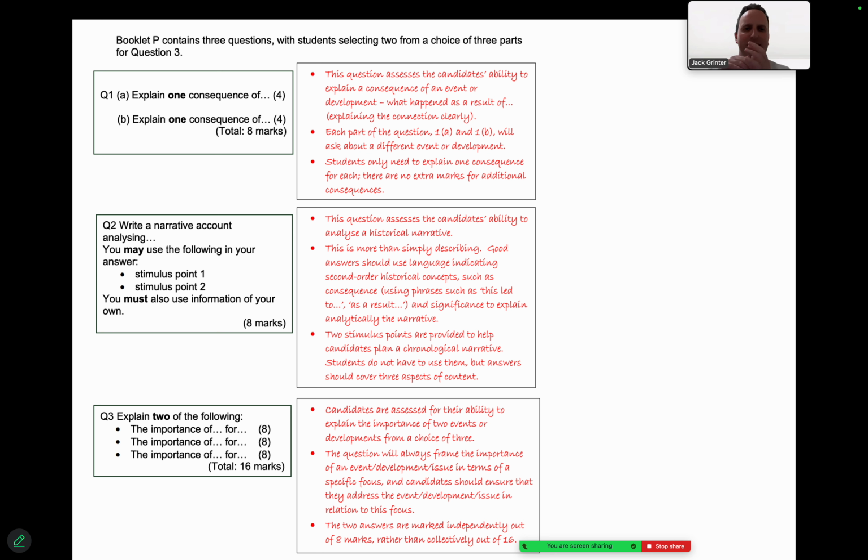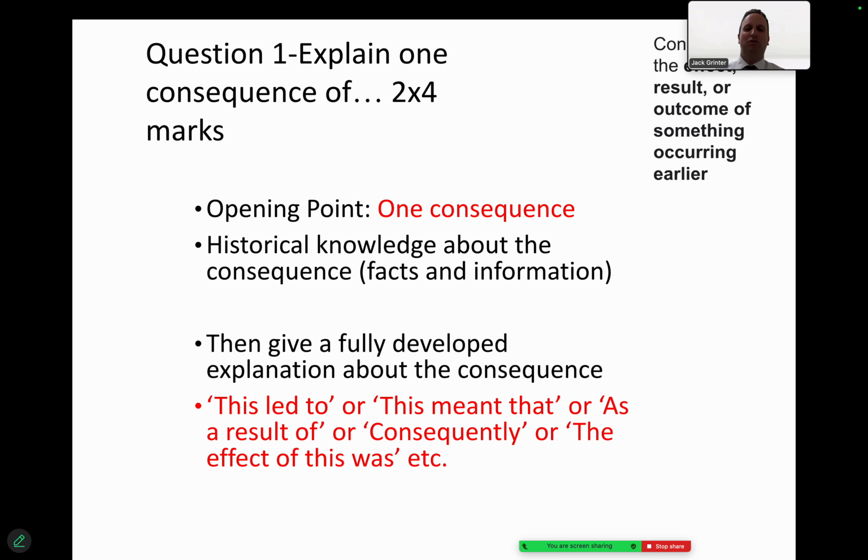You open up the paper, it starts with explain one consequence of one thing, explain one consequence of another thing. Okay, that's where you've got to think about what happened as a result of it. There's the narrative account question, which is question 2, which we'll also be looking at in a bit. And there's the explain 2 of the following, which is worth 16 marks out of the 32 marks of the Cold War paper. With that, you choose 2 of 3, and you've got to explain why 2 things from the Cold War are important for a particular focus or aspect of it.